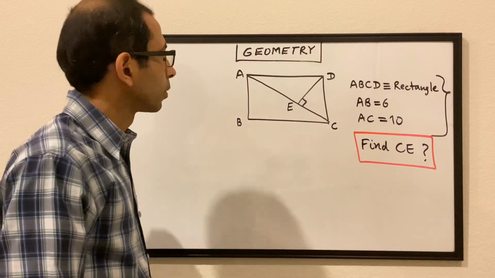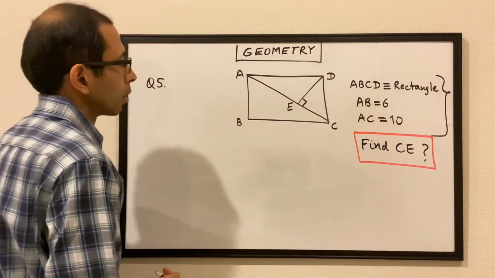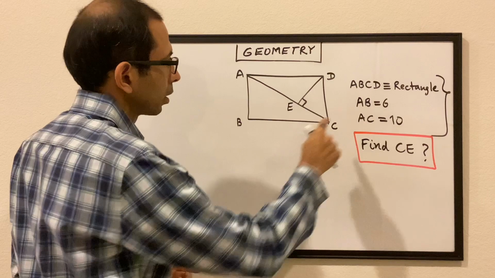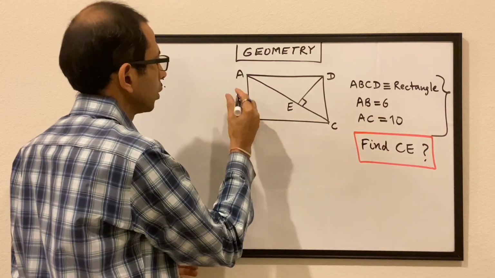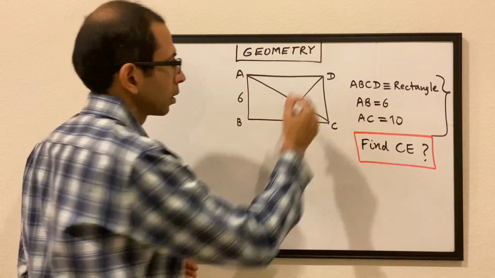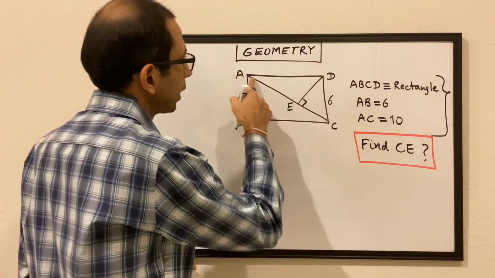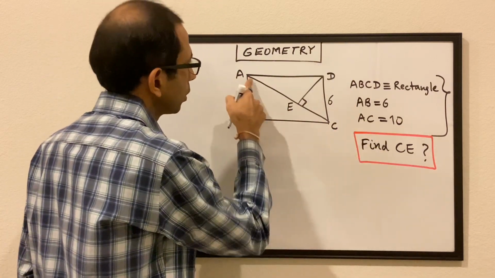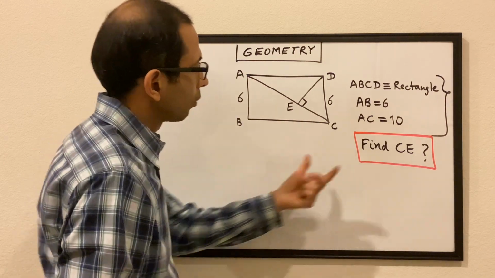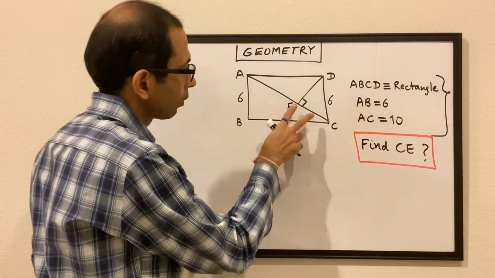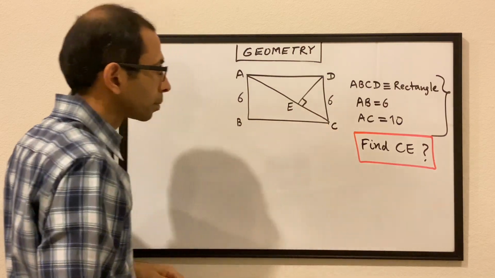Question number 5. We have a rectangle ABCD. The length of AB is 6 units, so this side is 6 units. Obviously this will also be 6 because it's a rectangle. The diagonal's length AC is 10. So AC is 10, and we have to find the length of this CE. Right? We have to find the length of this segment.